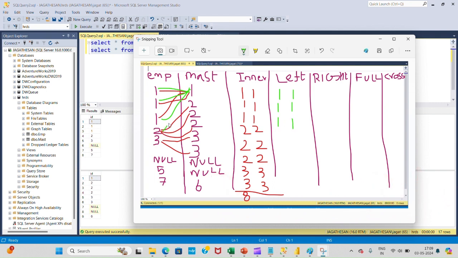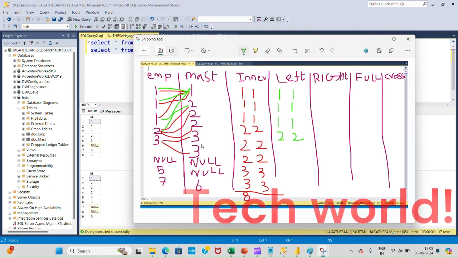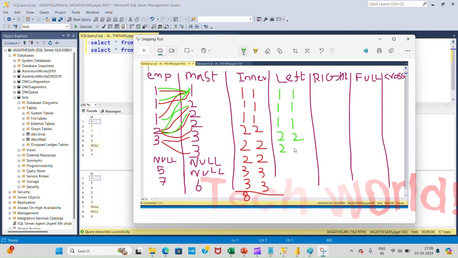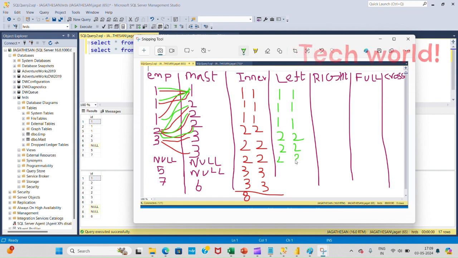This 2 matches with these 2s, and this 2 matches with these 2s, and this 2 matches again with the 2s. Then this 3 matches with this 3, and this 3 matches with this 3.